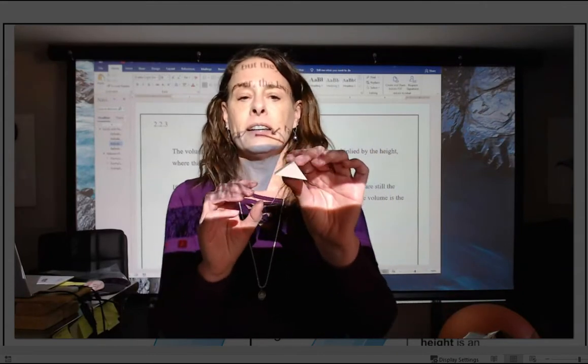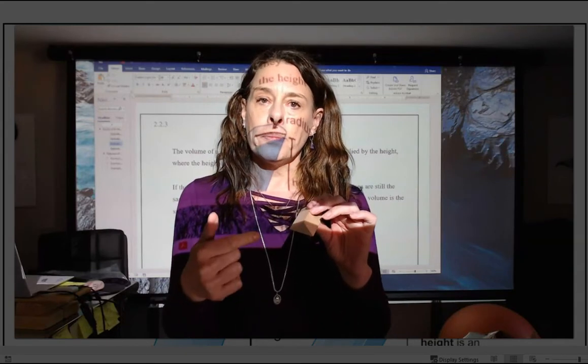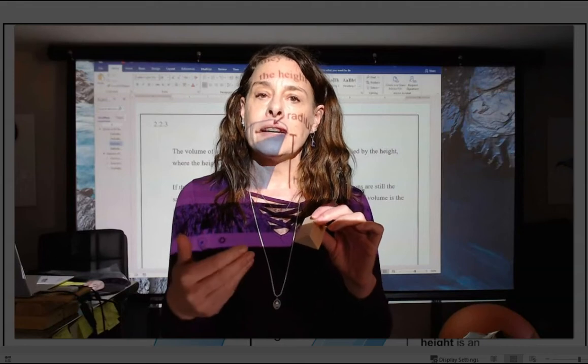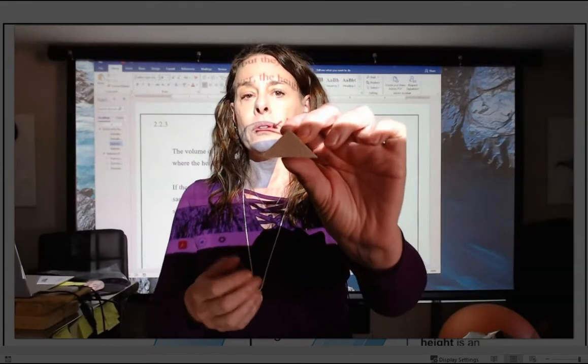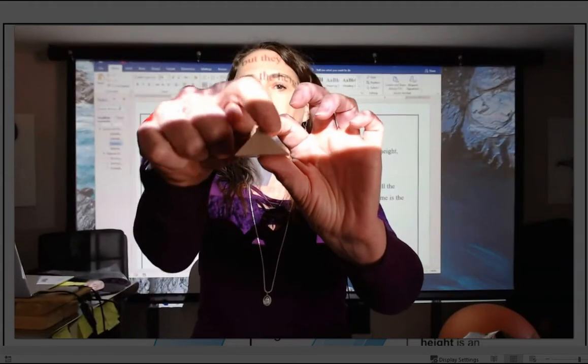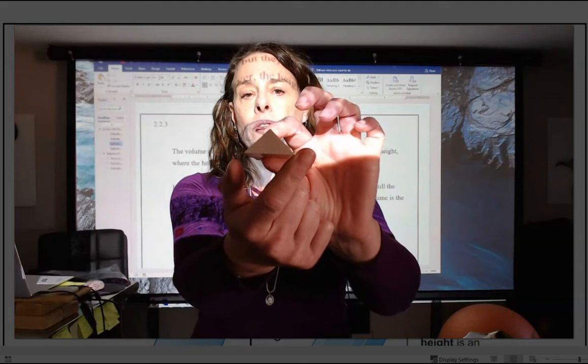This one is an isosceles triangle. It's not equilateral like the Toblerone box. The Toblerone box is both isosceles and equilateral. This one is not equilateral. Why? Because these two edges are the same size, but this one along the bottom is longer.